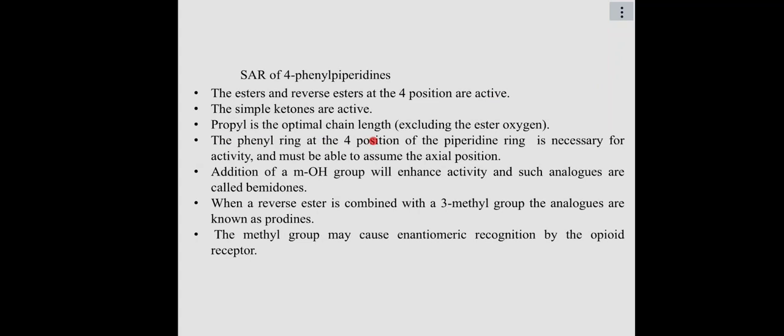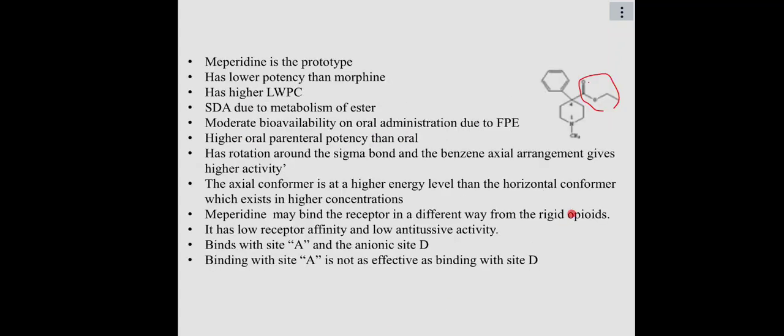Then we are saying propyl is the optimal chain length, excluding the ester oxygen. If you look at this, I had said most of them have an ethyl group, so propyl is one, you exclude this oxygen there. So we have one carbon, two carbon, three carbons. So we are saying compounds with a propyl substituent there are responsible for maximum analgesic activity.